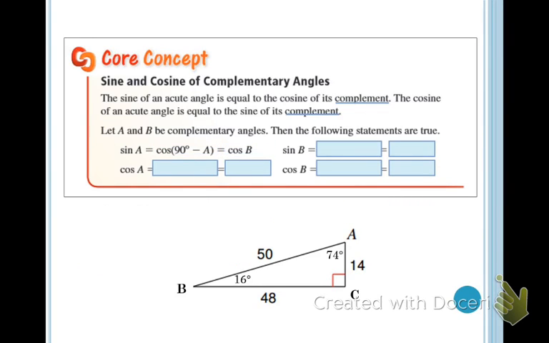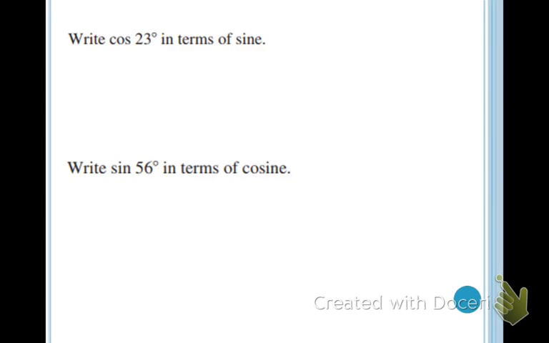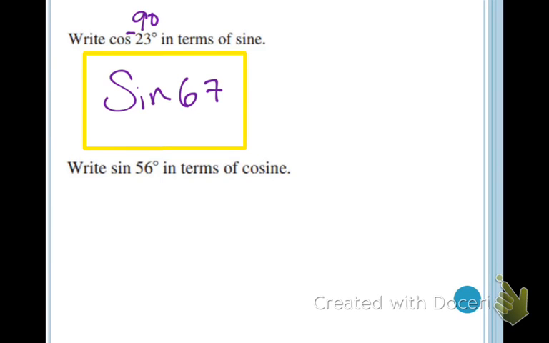So this is the algebra way to show it. We don't have to write it like this. This is the way your book shows it. We're going to rewrite cosine of 23 in terms of sine. So you can't rewrite in terms of sine without the word sine. We write the abbreviation. And then we do 90 minus 23. What is 90 minus 23? 67.